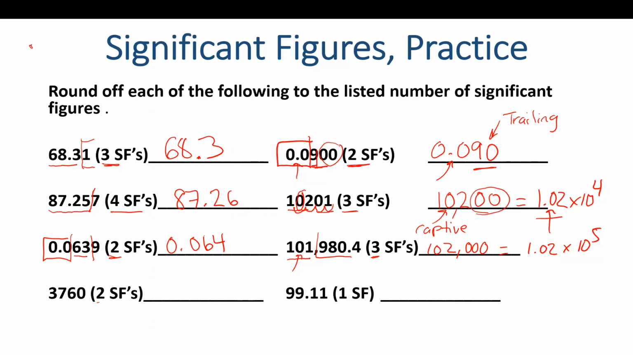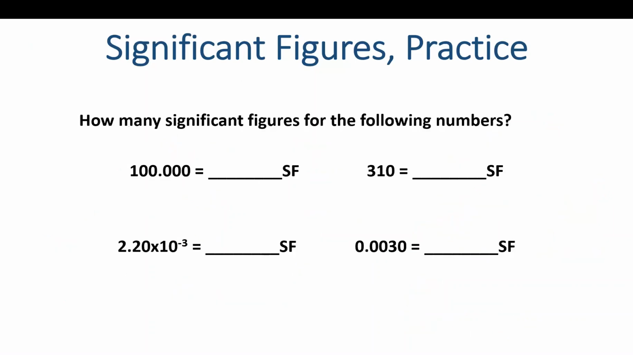2 sig figs, 3,800. Why? Because right there, the 6 is greater than 5. I'm going to round up. 1 sig fig, so that brings me here. It's a 9. I'd have to round up. Right? So what does that give me? 100. These trailing zeros don't count. Why? Well, there's no decimal. Now, if I made the mistake and I write 100 with a decimal, this would equal 3 sig figs. So be careful. When you have trailing zeros, 1 sig fig, just leave those zeros for placement value.